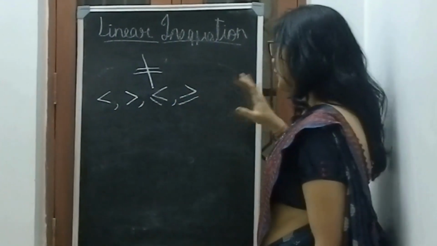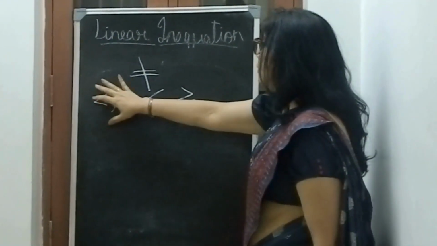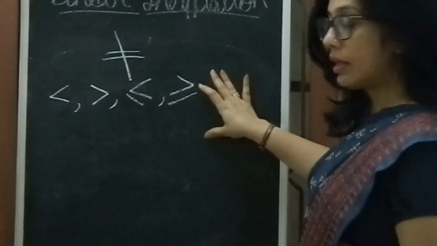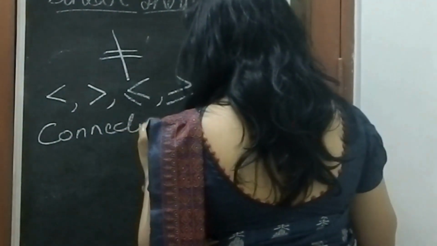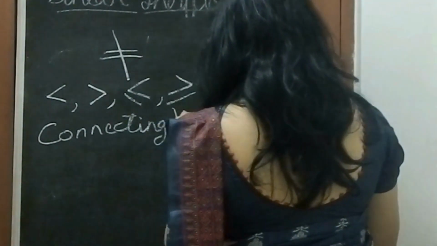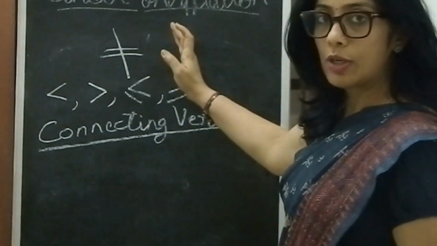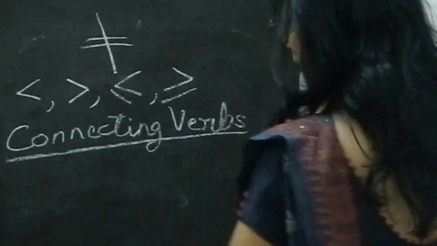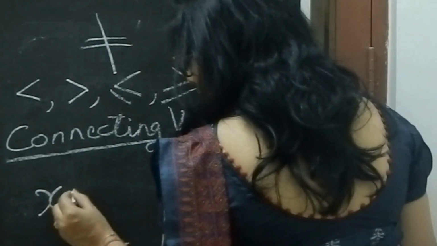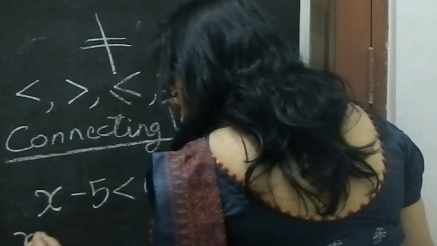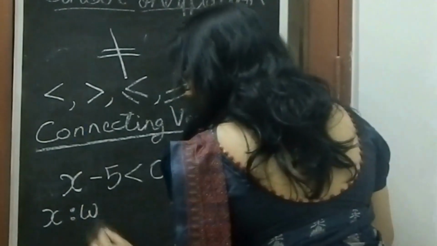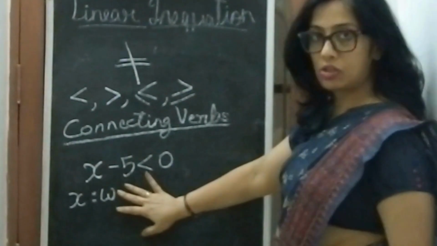It is called an inequation. Okay, then it will be represented by such symbols, and these symbols will be called connecting verbs. What are these symbols known as? They are known as connecting verbs. Okay. Now, linear inequation. To explain this, I give you an example. X minus 5 is less than 0 where x belongs to a whole number. Okay, this is my question.